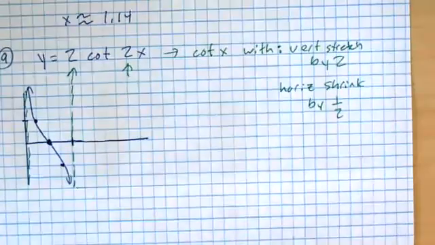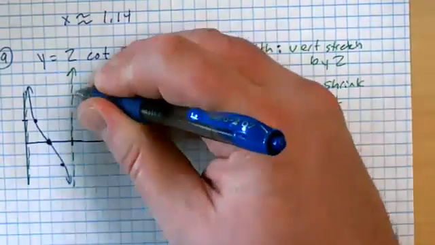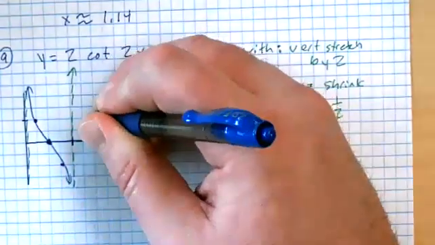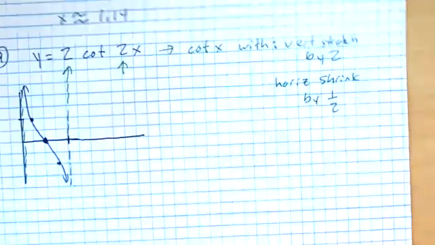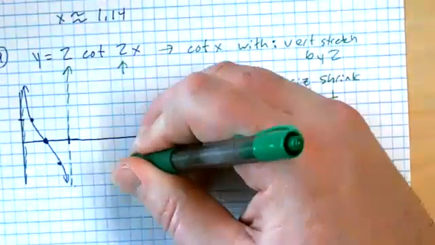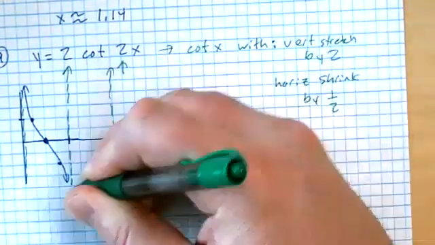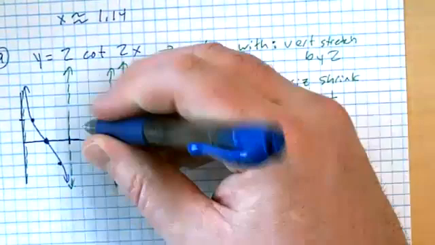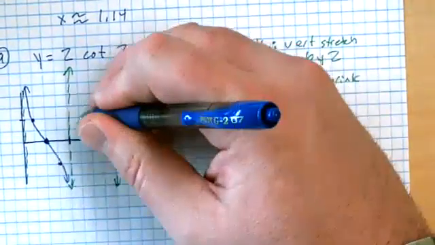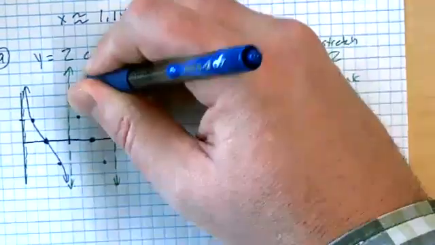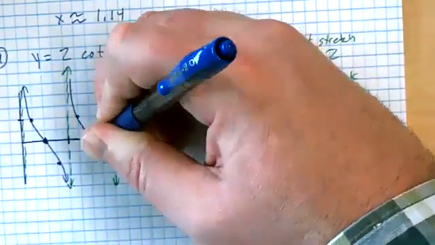So I'm going to go ahead and graph another period. And same idea. It's going to start here. There'll be another vertical asymptote here, and the next intercept in the middle. And it'll kind of hit that point at 1 and 1.